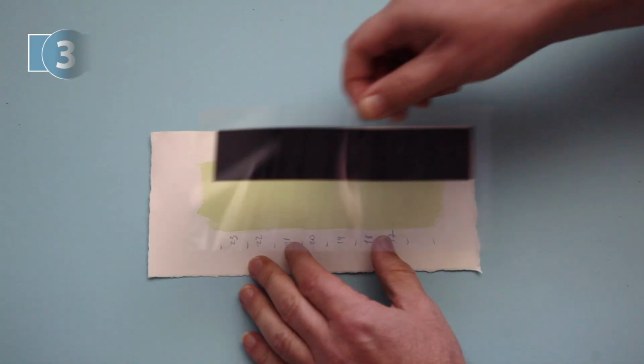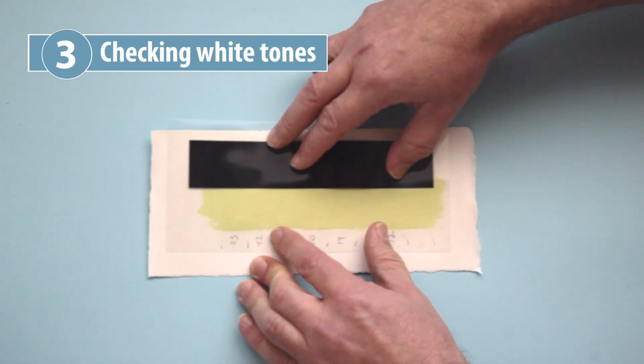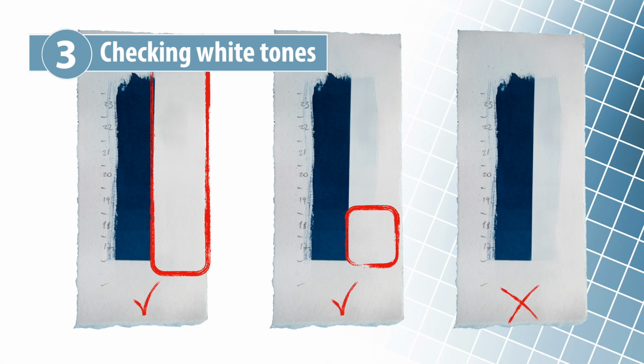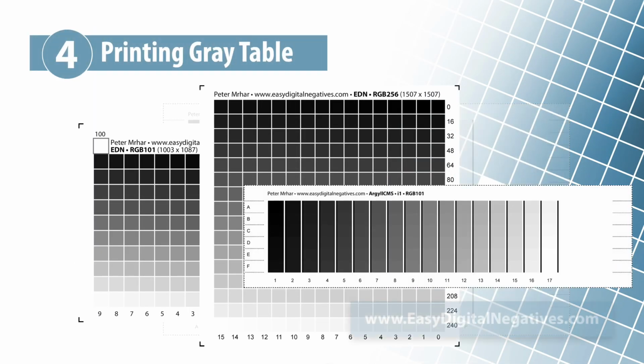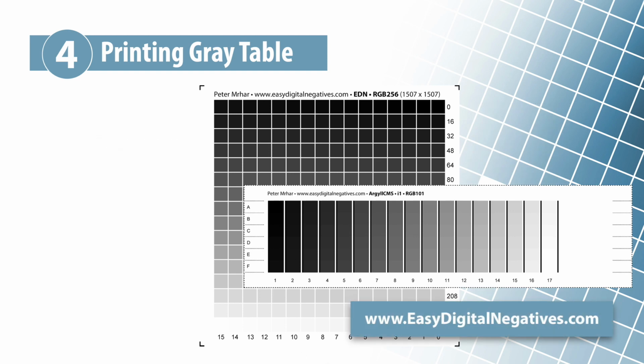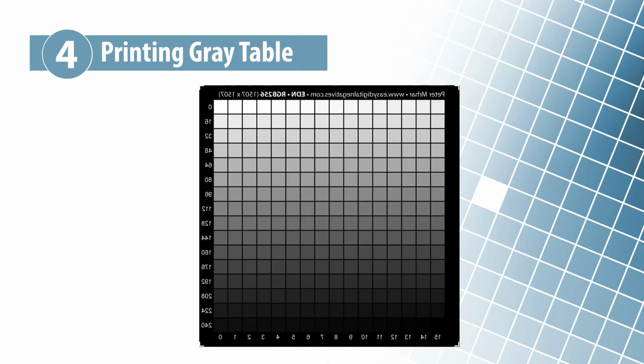So we apply a sensitizer to the paper and cover it with a transparent film. We gradually lighten the paper and check for whiteness. We have now been given the exact time of printing. In the next step, we print one of the selected gray tables. We can get them at easydigitalnegatives.com. In our case, we will use a table with 256 cells.